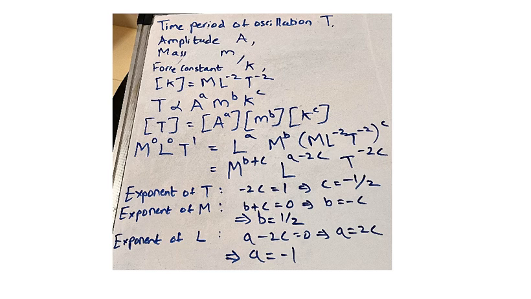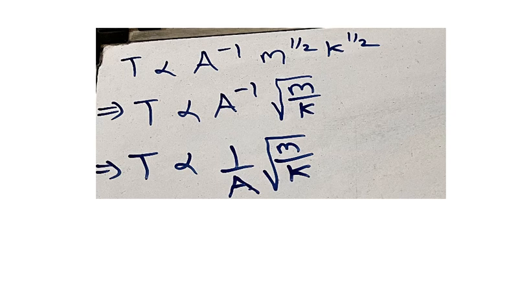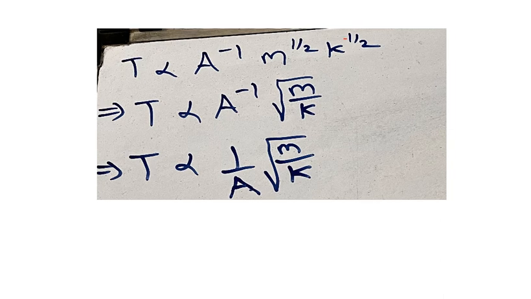Now let's look at how this pans out. So we have here the time period T is directly proportional to the amplitude raised to minus 1, mass m raised to half, and the force constant k raised to minus half. So on simplification, we see that T is proportional to amplitude a raised to minus 1 multiplied by under root m over k.